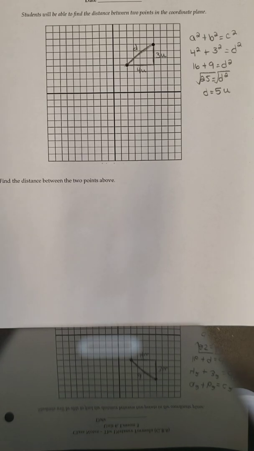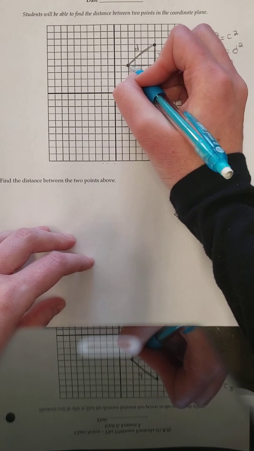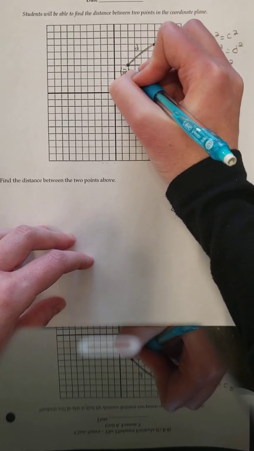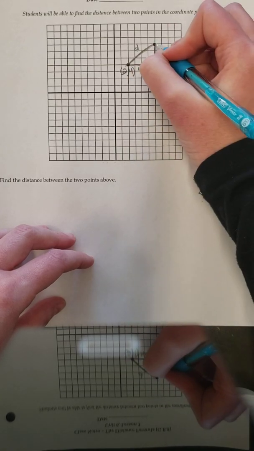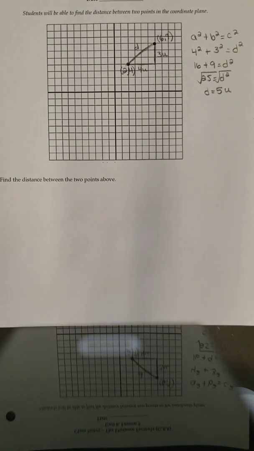Now, you may not always have the coordinate plane. You may not always have this option. So if you just have the 2 ordered pairs, that's where the distance formula will come into play. So let's look at that. Let's look at these 2 ordered pairs. This first ordered pair is at 2, 4, and then this ordered pair is at 6, 7.